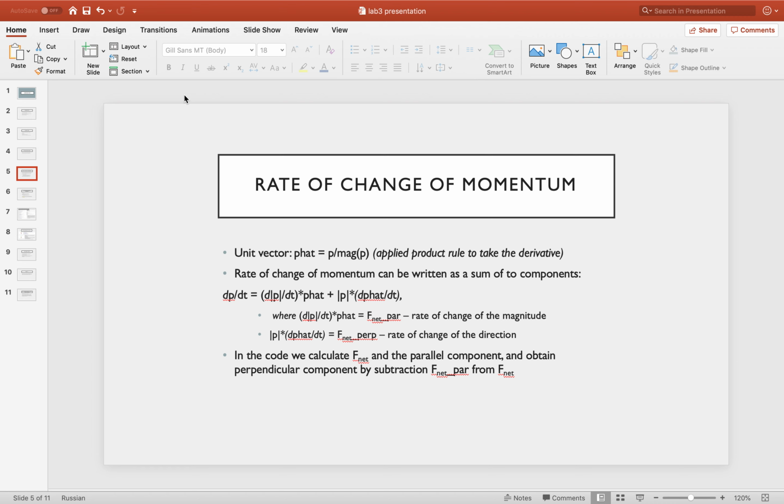On this slide, I have a detailed description of how to obtain the perpendicular and parallel components of the net force from the rate of change of the momentum. You may pause the video to read it in more detail. Most importantly, in the GlowScript code, we first calculated net force and its parallel component using the rate of change in momentum formula, and then obtained the perpendicular component by subtracting F net parallel from net force.